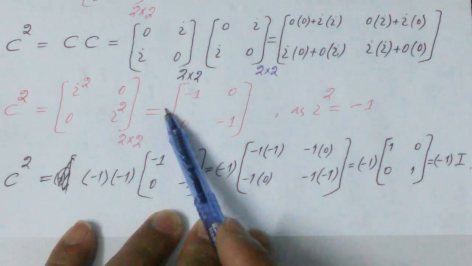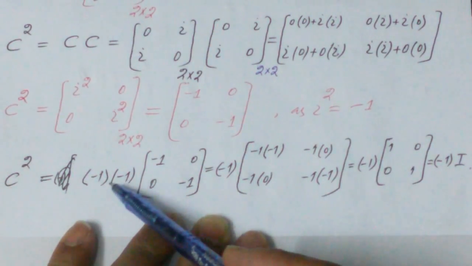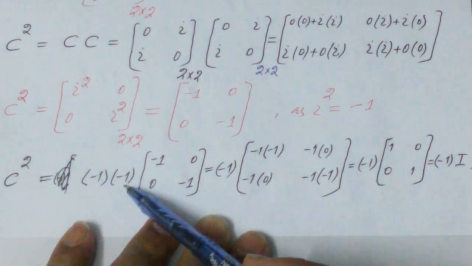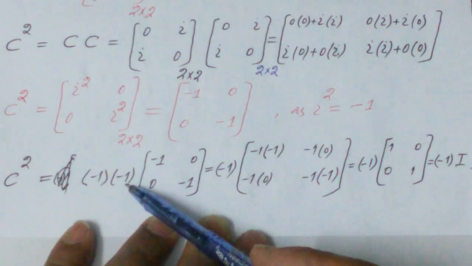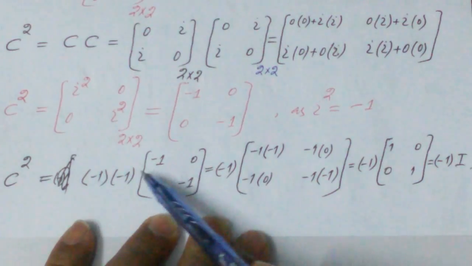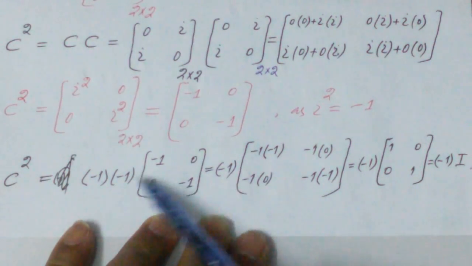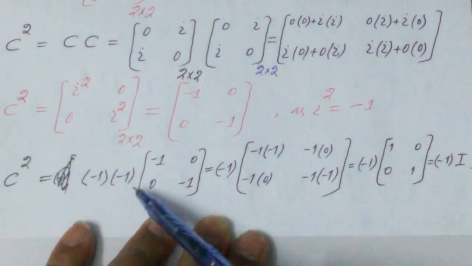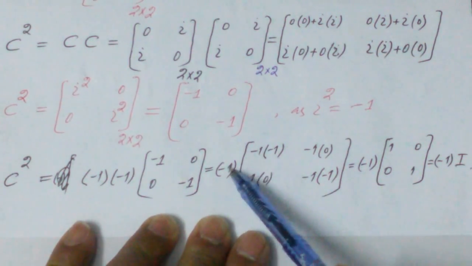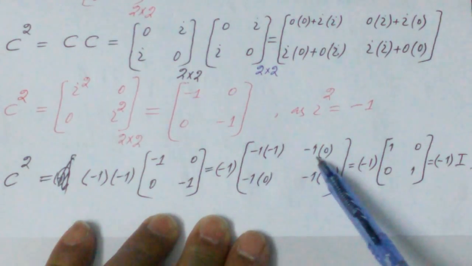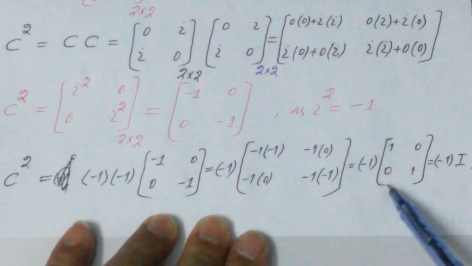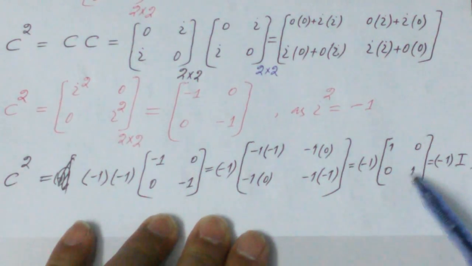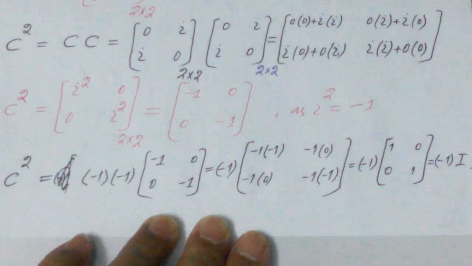Now here the element plus 1 is equal to minus 1 multiplied by minus 1, and minus 1 is a scalar. Multiply each element by the scalar minus 1: minus 1 multiplied by minus 1, minus 1 multiplied by 0, minus 1 multiplied by 0, minus 1 multiplied by minus 1. This element is 1, this element is 0, this element is 0, and this element is 1. This is equal to minus 1 multiplied by the resultant matrix, which is the identity matrix.